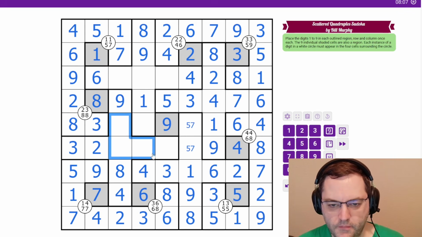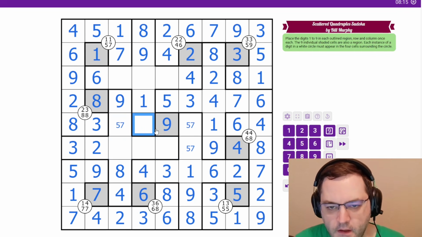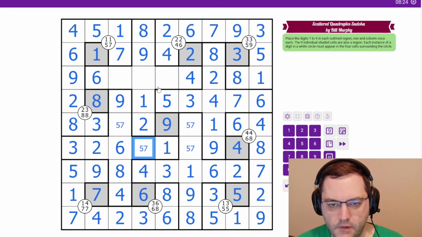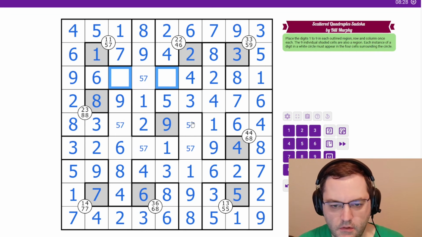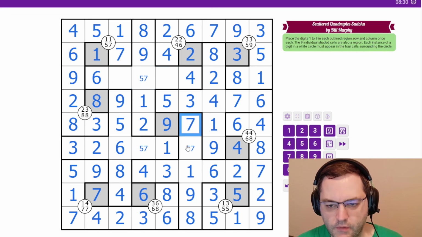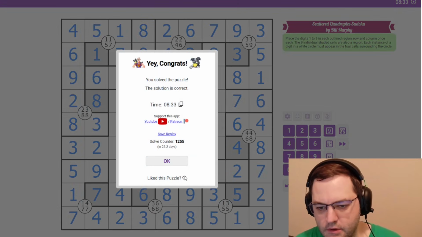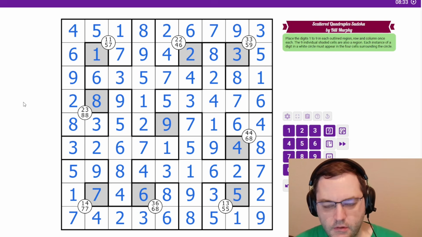6, 2, 1, 5, 6, 7. So that is going to be 5 and 7 in that cell, leaving 2 here. 1 can't go in either of those either, and 6 can't go here. 5, 7 there. 5, 7 here. The 7 here resolves all of these. And then we get 3 and 7 to finish it off rather abruptly.